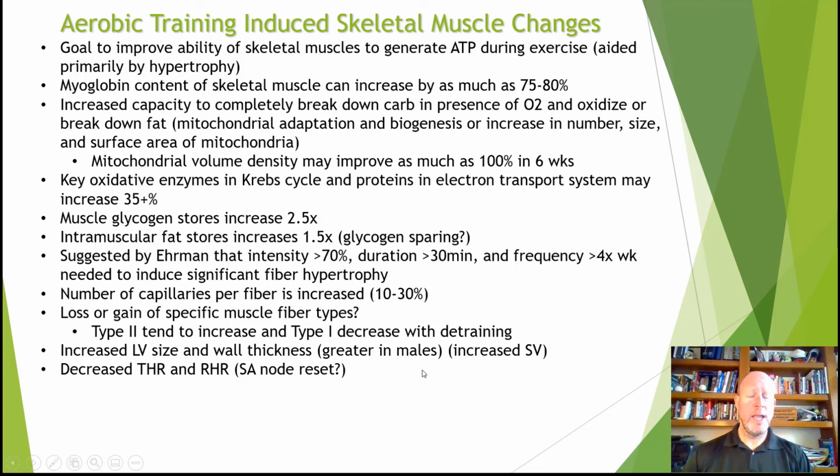Decreased training heart rate and resting heart rate. Some of that's thought to be due to the sinoatrial node's reset, recognizing it doesn't need to have the same response, certainly due to increased stroke volume, but more importantly due to skeletal muscle adaptation to stress, which means less need coming from the cardiovascular system for blood volume to get nutrients and oxygen to the tissues. Because of the adaptation of the muscle to stress, it can perform more work without going anaerobic, without needing as much.